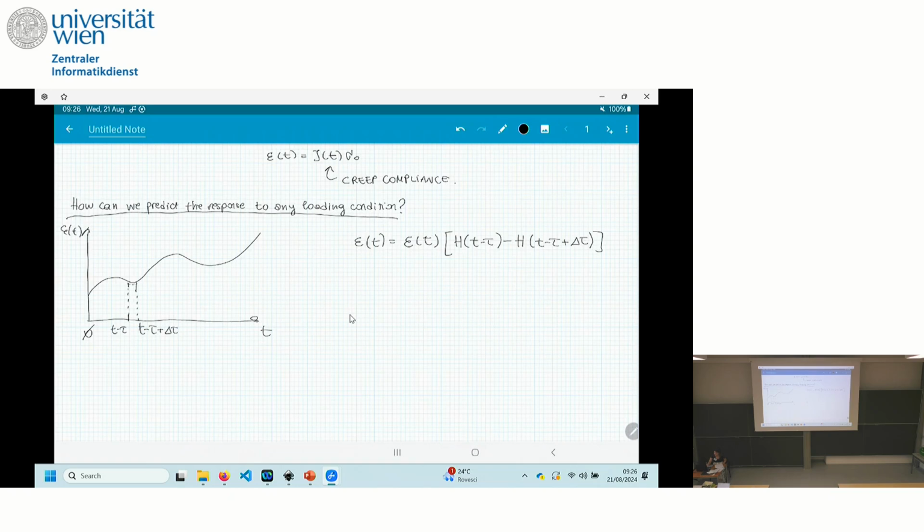So the increment in stress due to this little element is given by epsilon of tau times g, which is the relaxation function, of t minus tau minus the relaxation function at t minus tau plus delta tau.